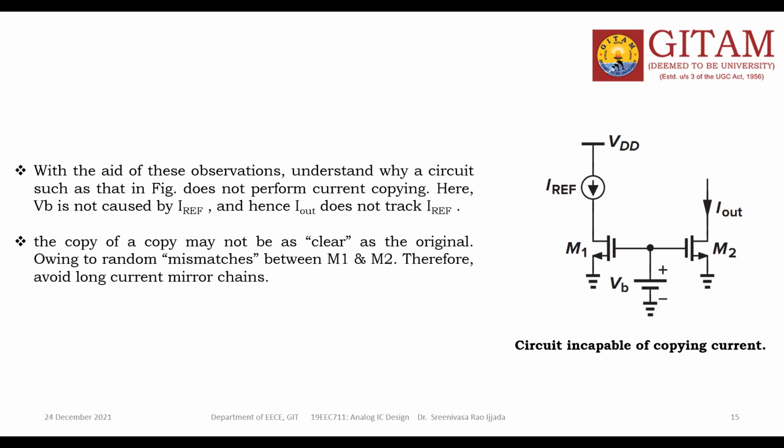Generally, I out is equal to I reference in the first case. Maybe I out is not exactly I reference. Suppose I reference is 5 amperes and I out is 4.99. Clear? Copying again may reduce it, and copying again may reduce it further. So many copies are not preferable in a long chain of mirror circuits.